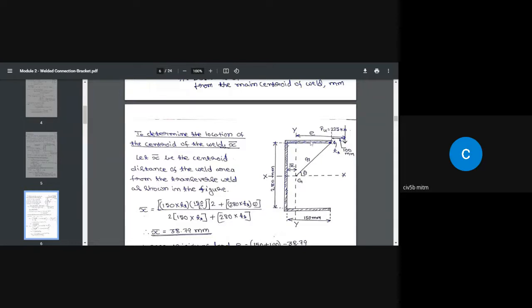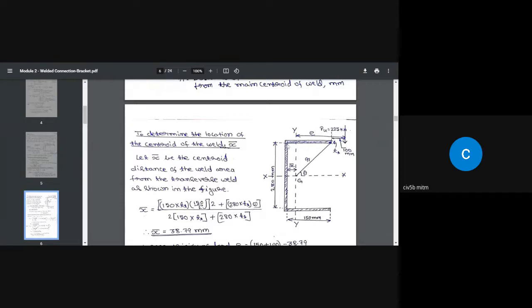That is, the centroid of this weld is located at a distance of 150 divided by 2 from this line. This is the centroid of the weld and this is the reference line from which we are trying to find x bar. From this reference line the centroid of the weld is located at a distance of 150 by 2. So area multiplied by the distance, and we have two such welds, one at the top and the other at the bottom. That's why I have two here.